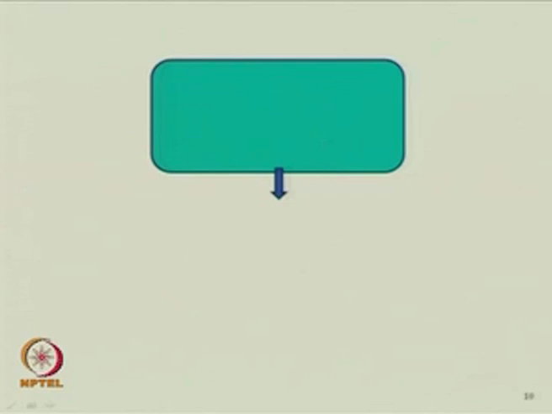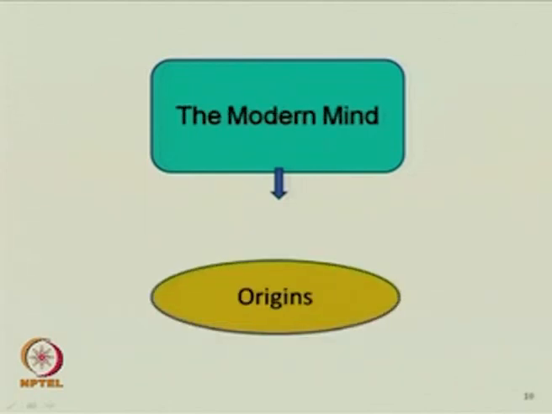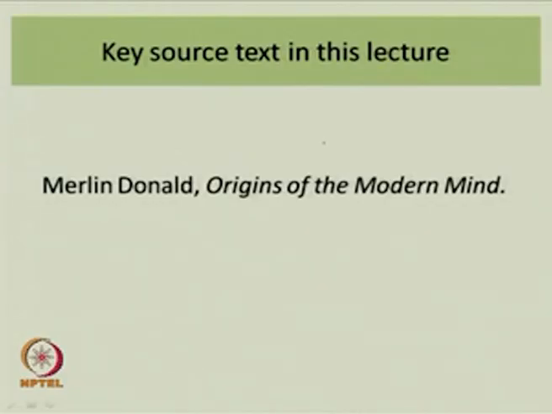Fine. So the topic of discussion now is, as we saw, the modern mind, and I think it's fitting that this is the next lecture in our series, the modern mind and its origins. And the key source text in this lecture is by Merlin Donald, his work, The Origins of the Modern Mind. Let me add a caveat here. It is not that this is the only narrative, so to speak, of the origin and the development of the modern mind.